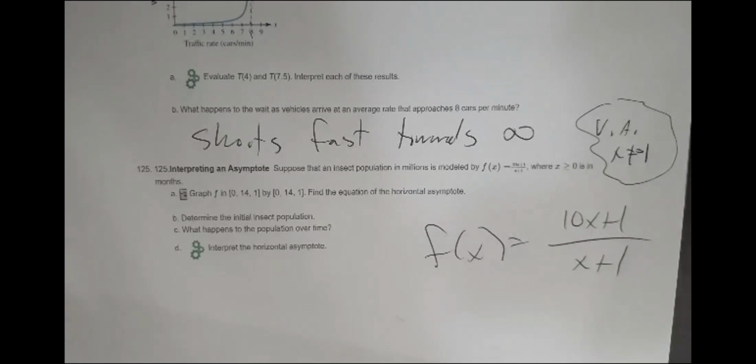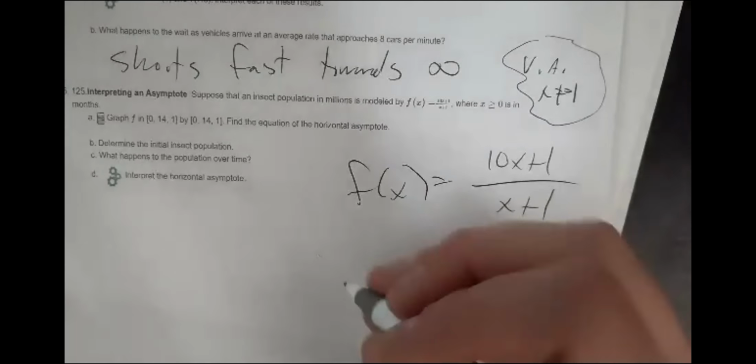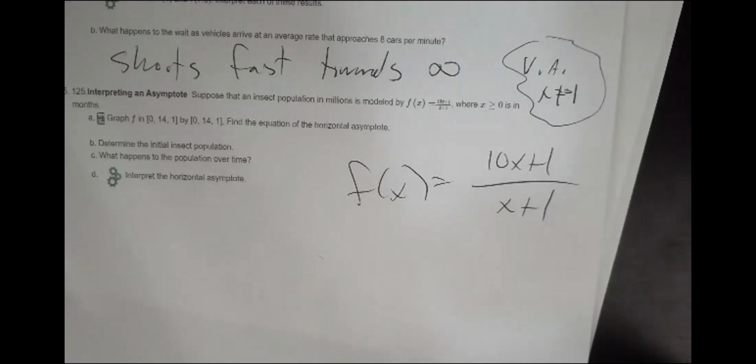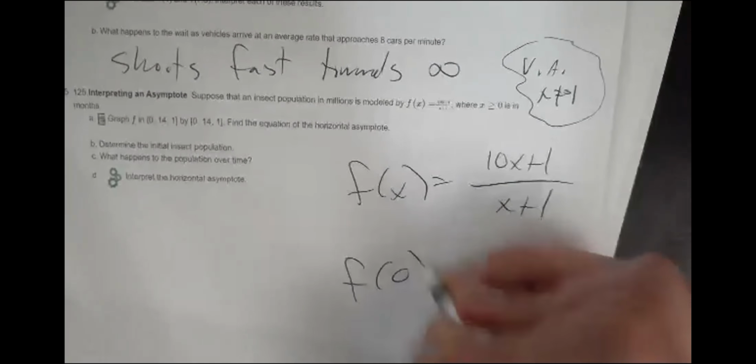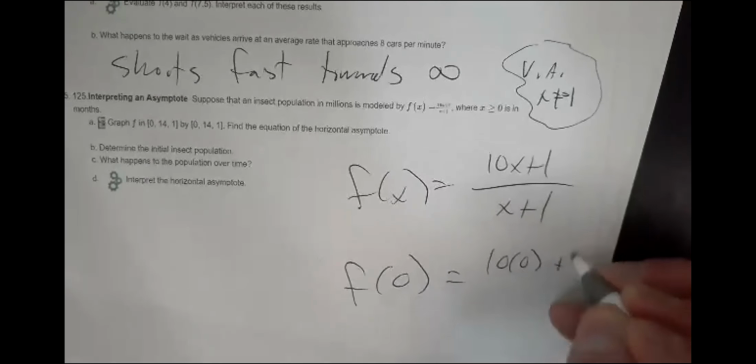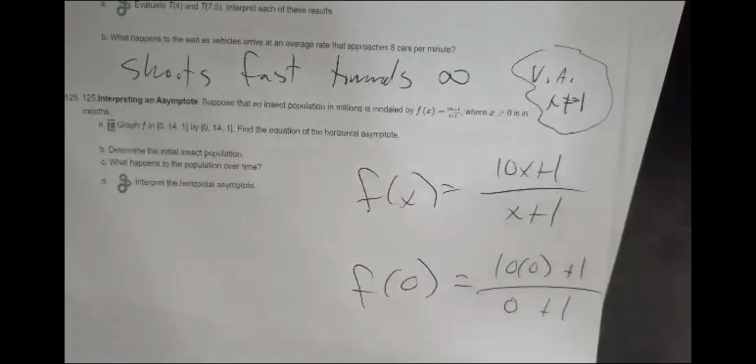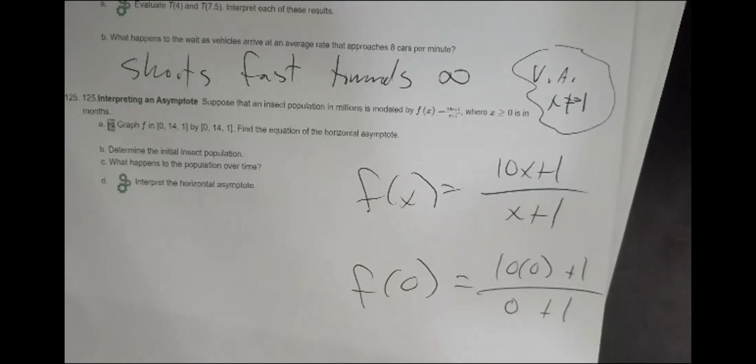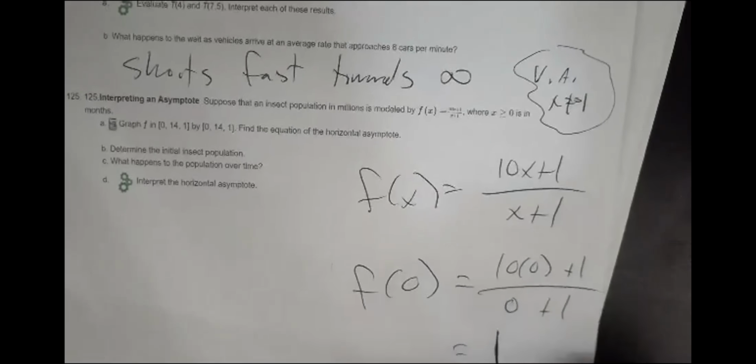We want to determine the initial insect population. So how do we determine the initial insect population? x is the number of months and f of x is our insect population. So initial population is like saying when our time is what? 0. So we plug in 0 to which thing? The x values. We plug in 0. What number is that giving me? I think it's 1 over 1. I think it's giving me 1.